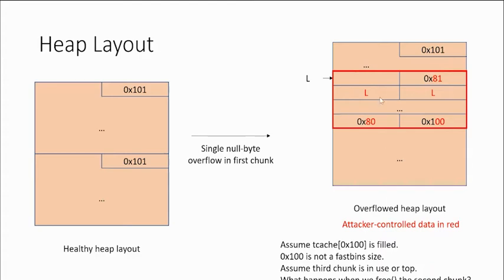So because we have control over all of the data in the first chunk here, we can make a fake chunk here that, say, is of size 0x80, and we can of course control all of this data.